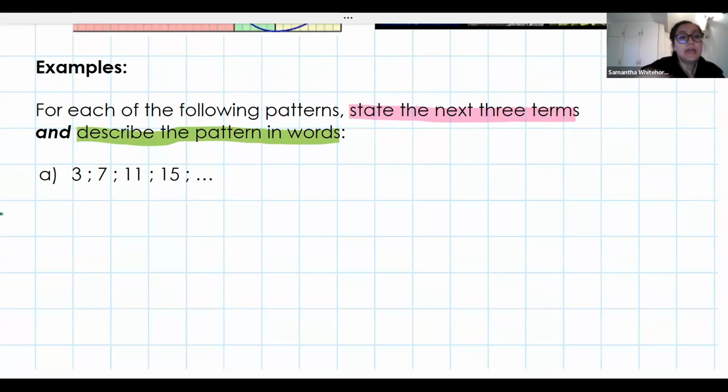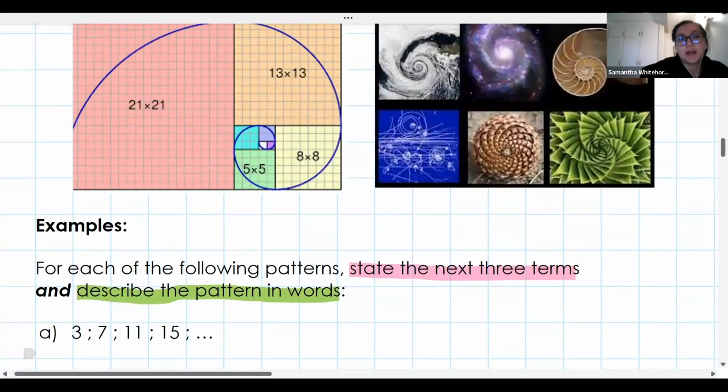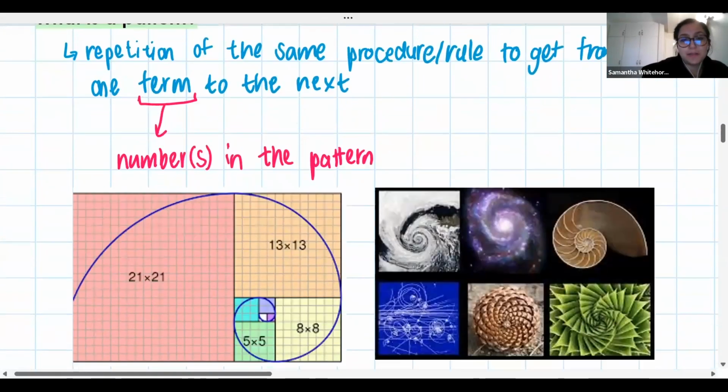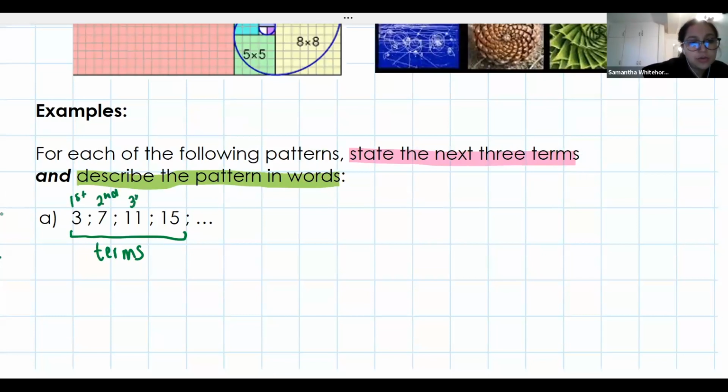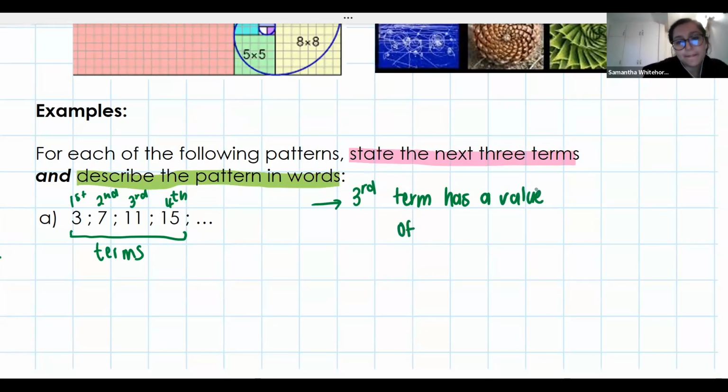As long as you are doing the same thing to get from one term to the next, you have got a pattern. Now, remember I said to you, a term is one of the numbers in the pattern. So these values over here are your terms. This is your first term, your second term, your third term, and so we keep going. So if we write this out in words, we could say that the third term of our pattern has a value of 11. Okay, so that is what a term is. It's one of the numbers in my pattern.